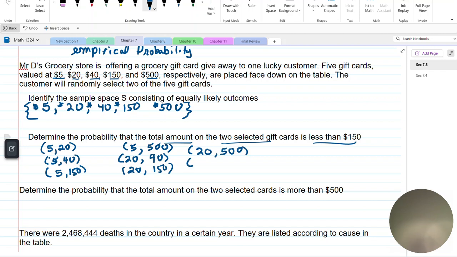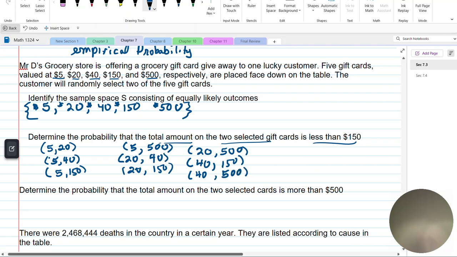Then I could have, because I did the 20s, now the 40, and each one will be less. 4, 3, I am almost there. 40 and the 150. And let's see what I have here. 40 and the 500. And that leaves me the last one, the 150 and the 500. All right, so there's 1, 2, 3, 4, 5, 6, 7, 8, 9, 10. Our sample space is 10.